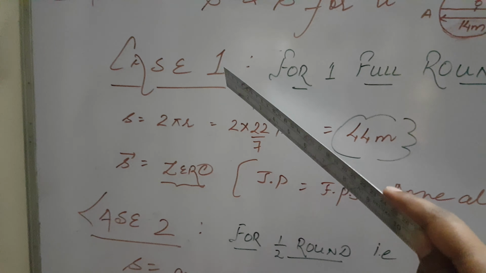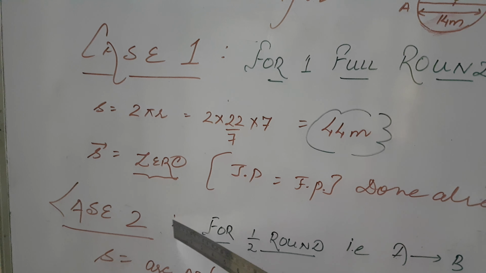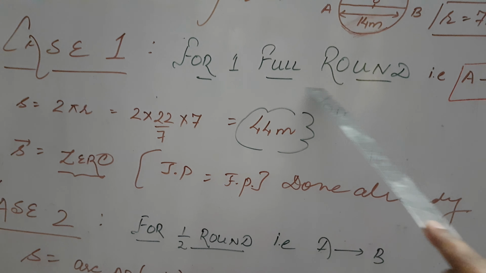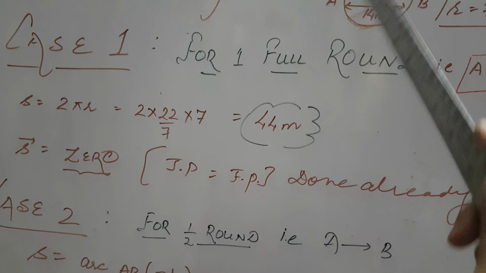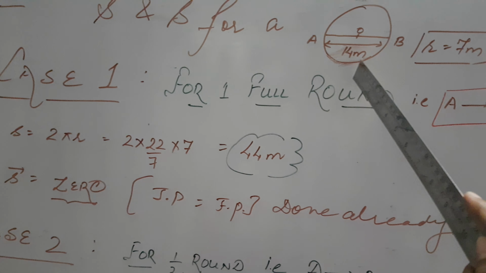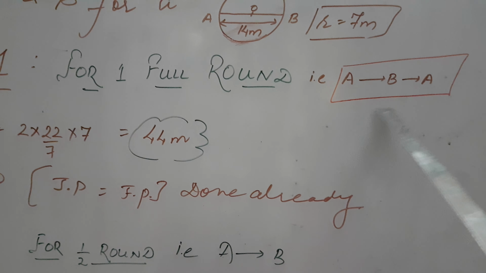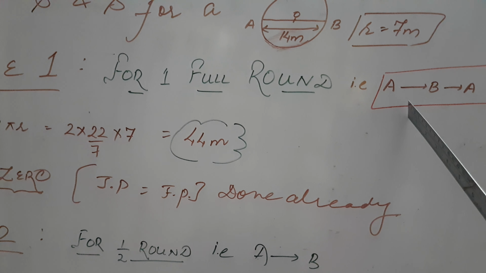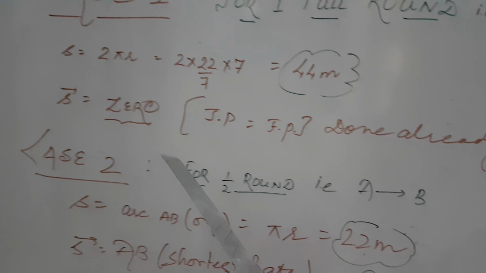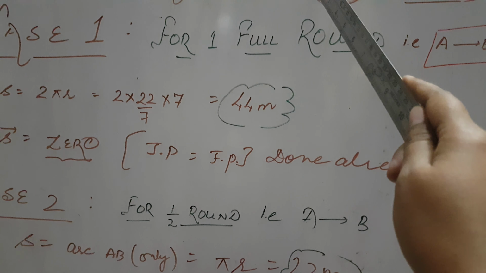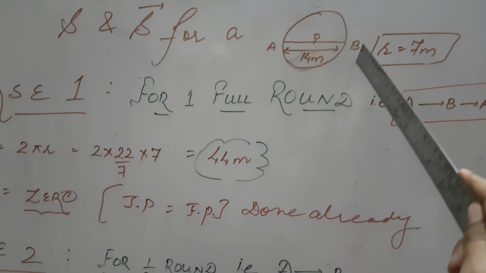So we are going to discuss two cases, case number 1 and case number 2. Case number 1 is related to calculation of distance and displacement for one complete round. One complete round will be from A to B, again back to A. So this will be one complete round, and we have to calculate distance and displacement for this. The second situation is case 2. For half round we have to calculate S and S vector. Obviously half round will be from A to B only.